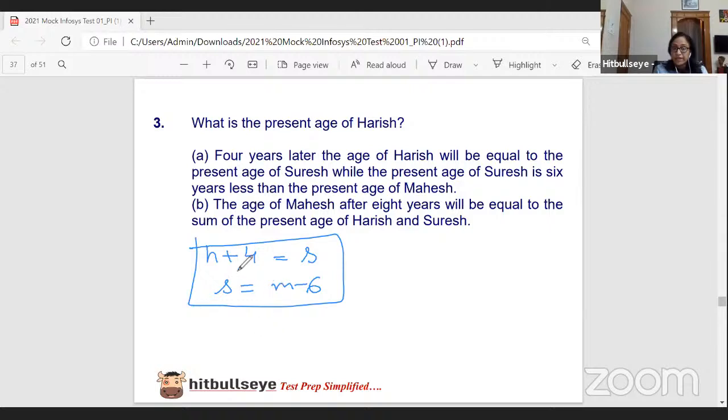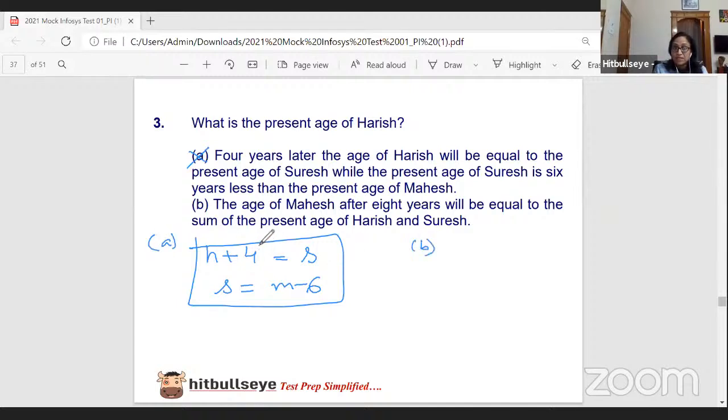Now, from here, can I find the value of H? Of course not. I don't even know the age of M. I don't even know the age of S. I just know their connections. It doesn't help me to find the value of H. Okay, so A alone is not working. Let's try B.